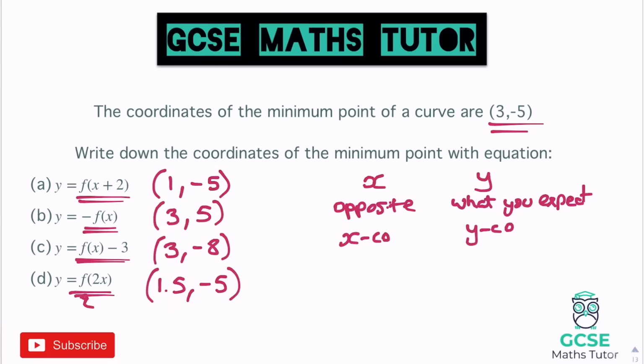Okay, but always just remember these little rules. So if it is in the bracket next to x, it does the opposite of what you'd expect and affects the x coordinate. And if it's outside of the bracket, which I put next to y there, it does exactly what you'd expect, but it affects the y coordinate. Okay, so obviously different variations of these if we change our pluses and minuses.